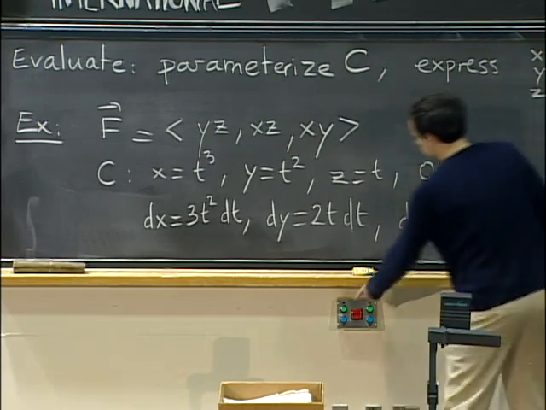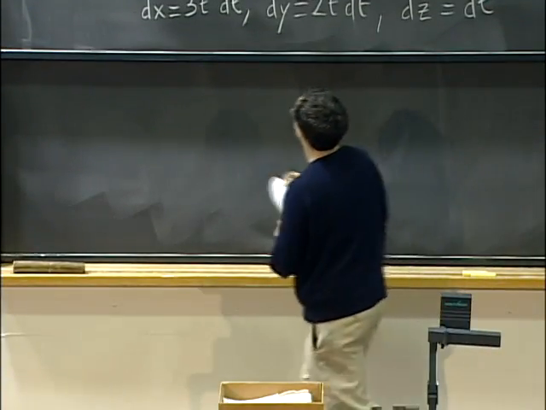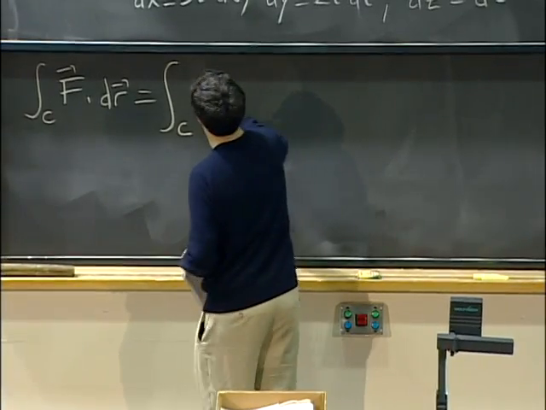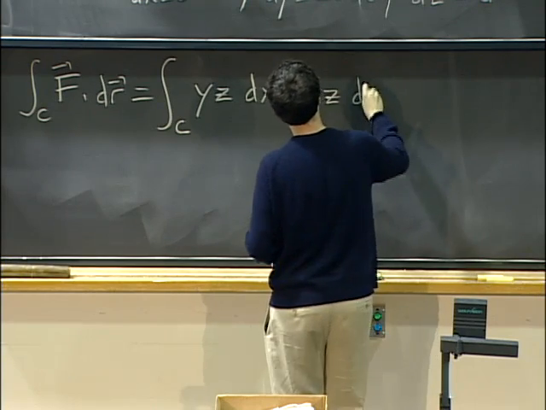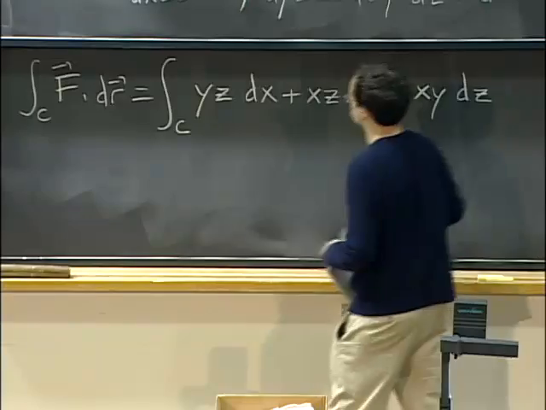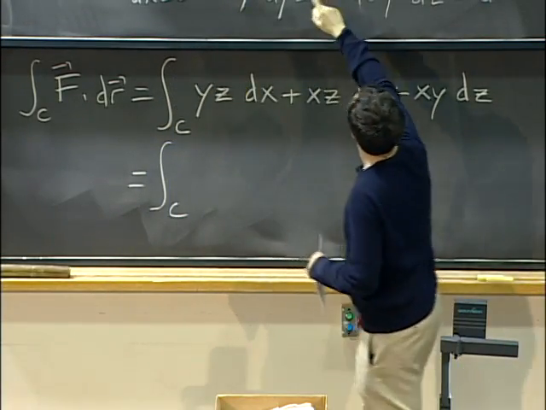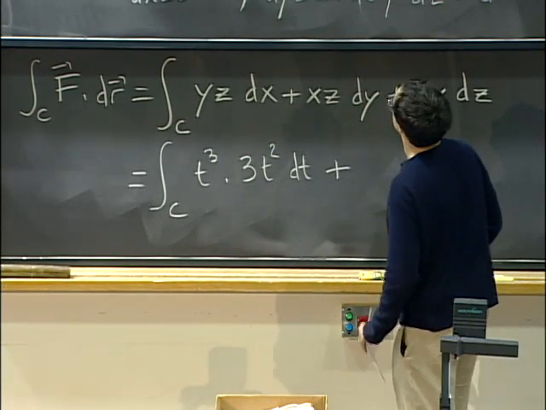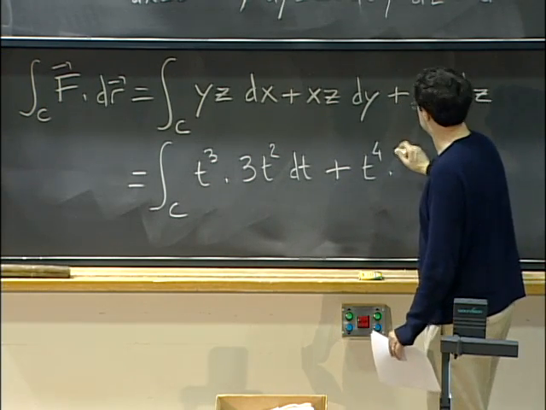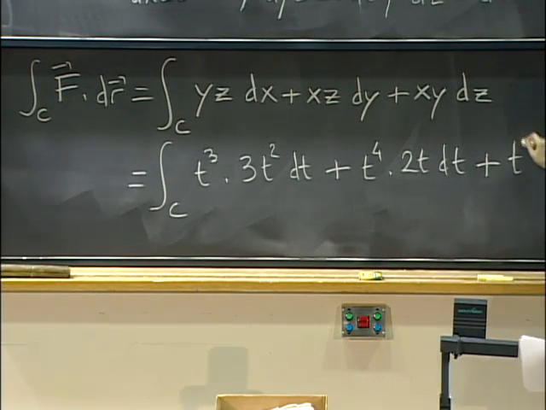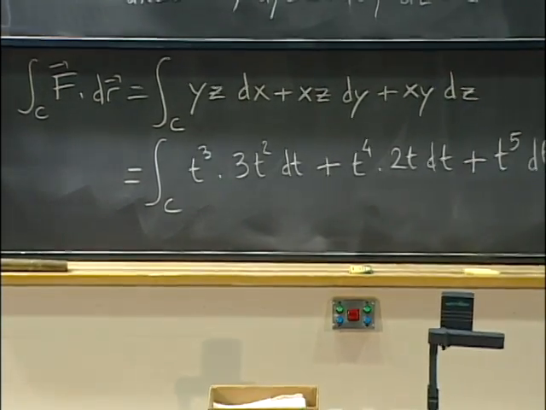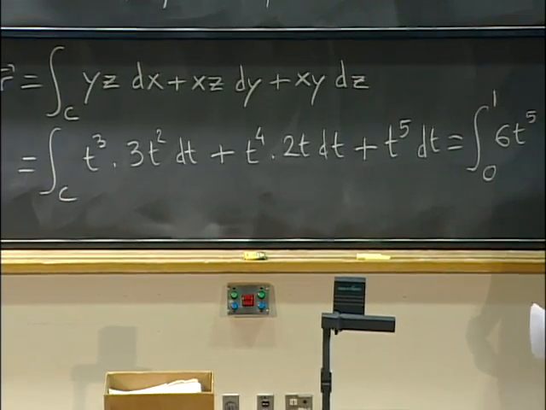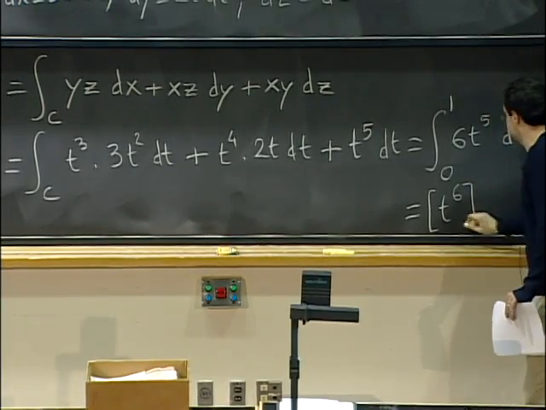Okay. And so we'll evaluate the line integral for work. Well, that will be the integral of yz dx plus xz dy plus xy dz, which will become, so yz is t cubed times dx is 3t squared dt, plus xz is t to the 4 times dy is 2t dt, plus xy is t to the 5 dt. Okay, so that just becomes the integral from, well, I guess t goes from 0 to 1 actually. And we are integrating 3 plus 2 plus 1, that's 6t to the 5 dt, which I'm sure you know integrates to t to the 6. So we'll just get 1.